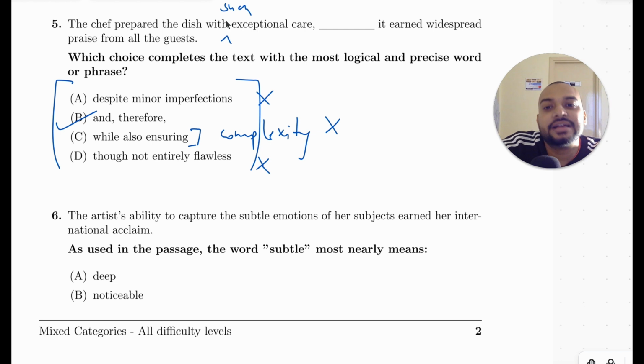Okay, such exceptional care, or such care. The chef prepared the dish with such care. Now, do you think the answer which is correct, like "and therefore," option B, would it still fit? The chef prepared the dish with such care and therefore it earned widespread praise from all the guests. No, because "such" as a word comes in pairs.